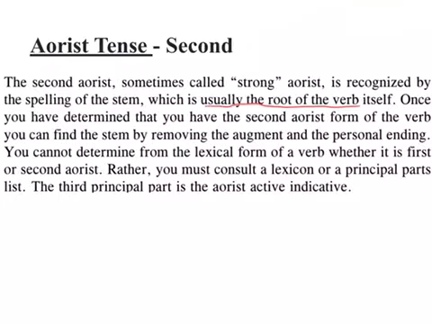Once you have determined that you have the second aorist form of the verb, you can find the stem by removing the augment, or the past tense form morpheme, and the personal ending, which is the person number suffix. You cannot determine from the lexical form of a verb whether it is a first or second aorist. So that's pretty important. So basically, when you're looking at the word, you're not going to really know if it's first or second. The only way you're really going to know is if you consult your vocabulary, your lexicon, dictionary, or there's a principal part list, which is kind of like the very last page of your book. I put one of those in there. That's really the only way you're going to know.